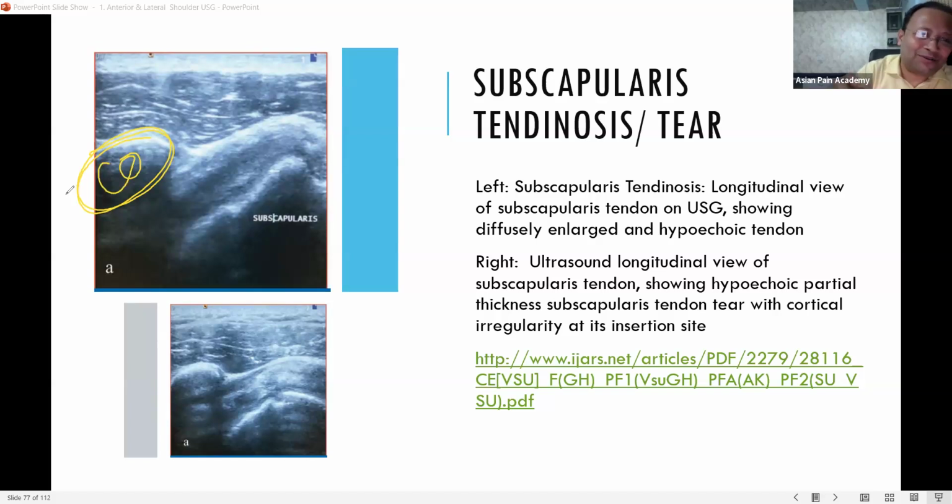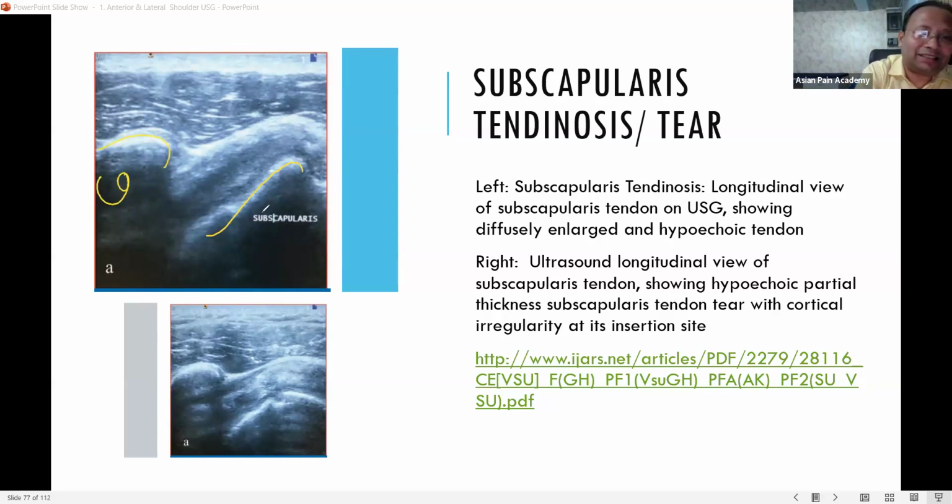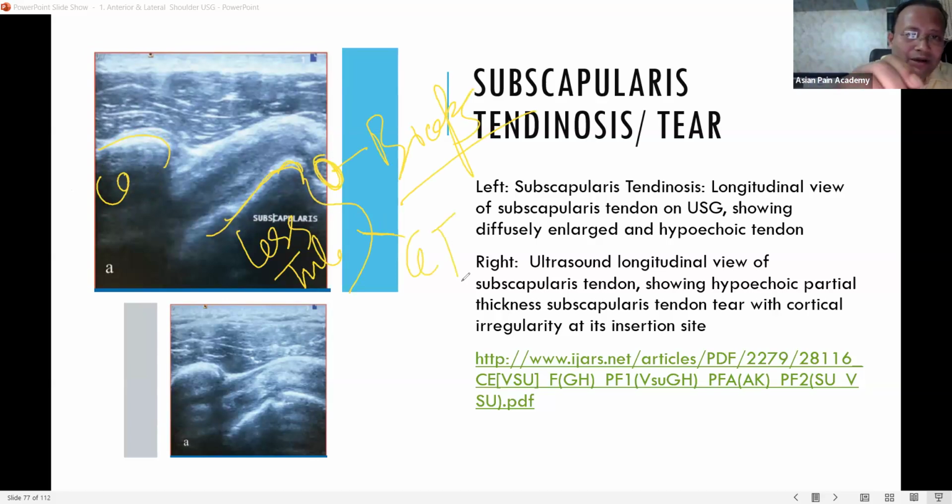Coracoid. So orientation is a must. Yes, long axis of subscapularis muscle. This is coracoid. This is the lesser tuberosity. Here must be the biceps tendon. And this side will be the greater tuberosity that we don't need now.